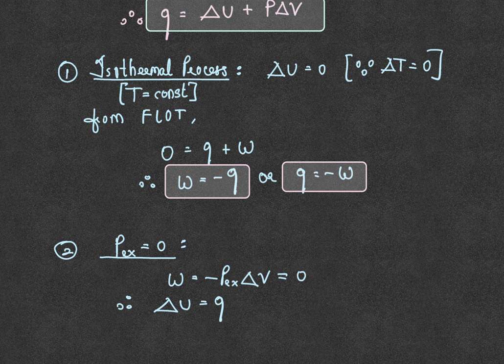Work done is 0. So from first law of thermodynamics, delta U is equal to Q plus W. So what would happen? Your W is 0, so delta U is equal to Q, right?